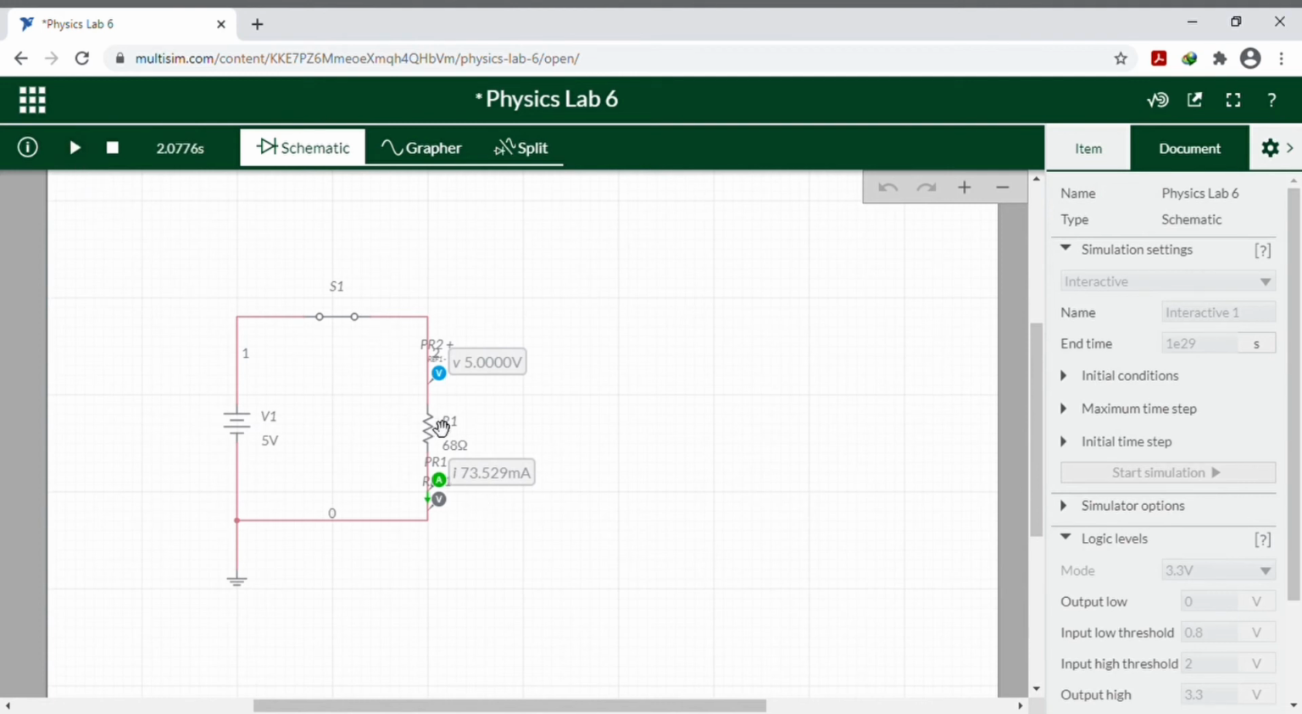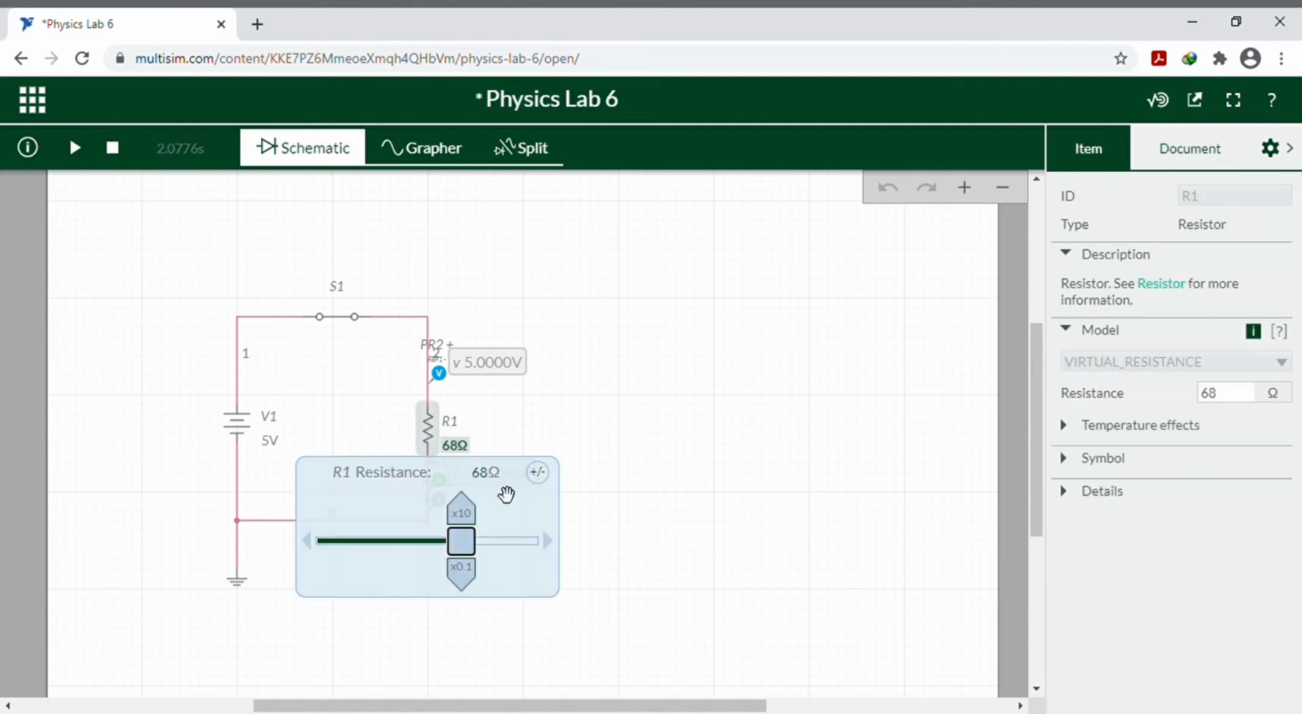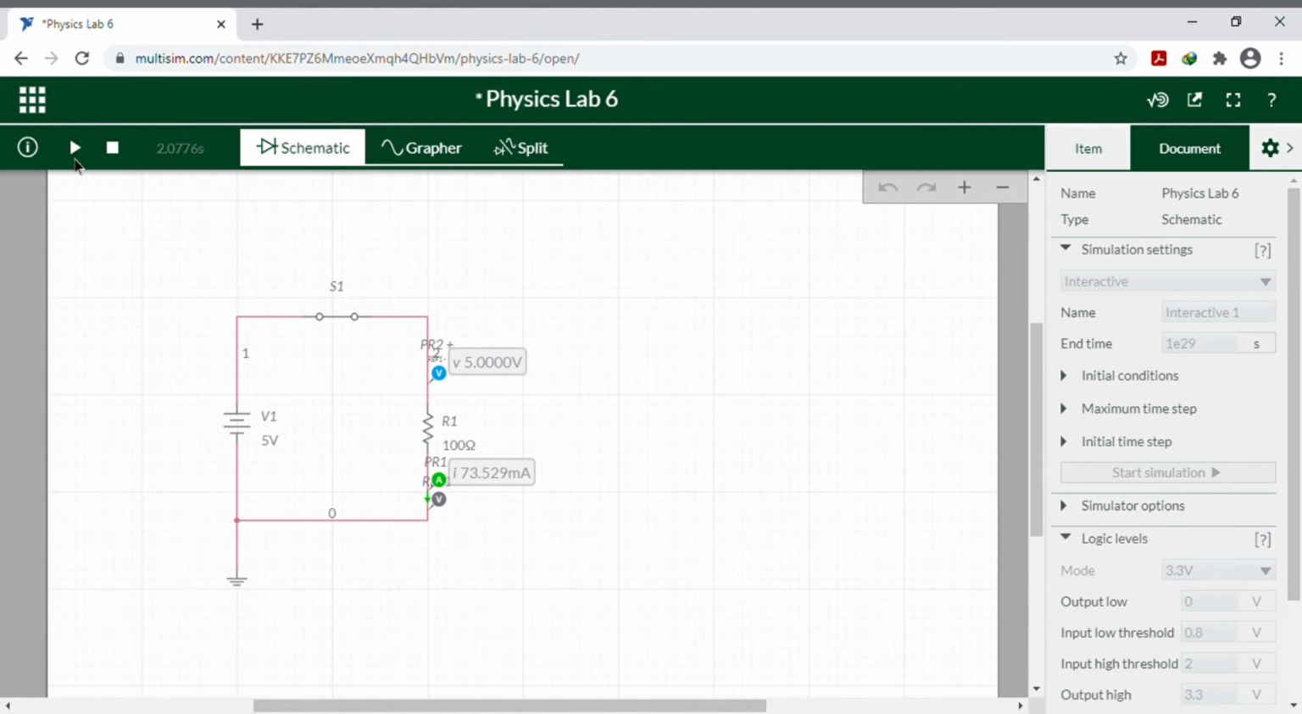Now we will change the value of the resistance to 100, and we will run again. Here we can see that the current is decreasing to 50 milliampere.